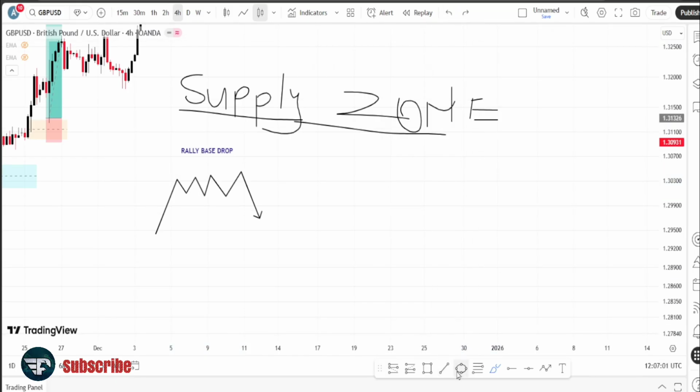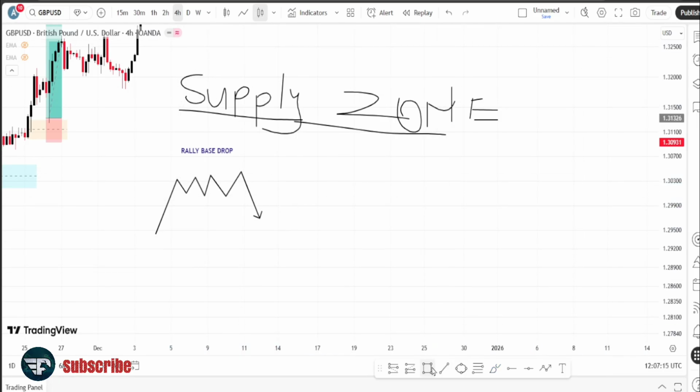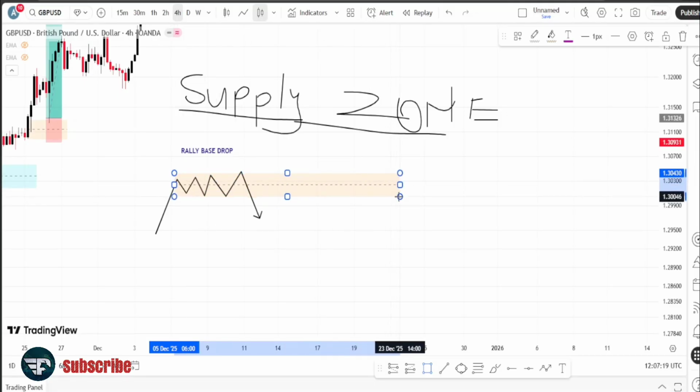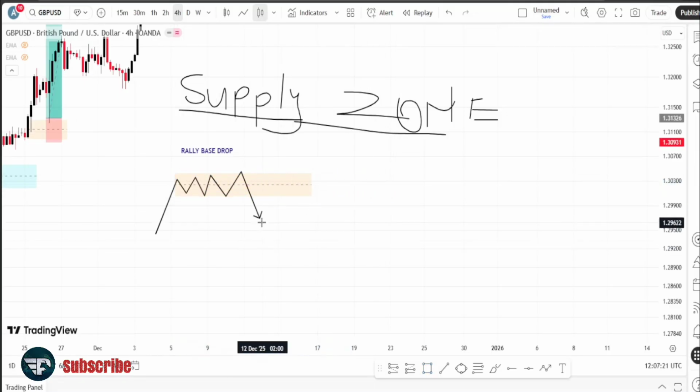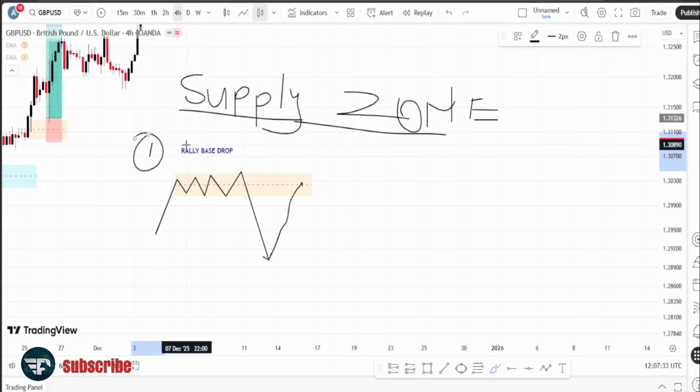So that's what we call rally base drop. That means price rallied from down here to the upside. There was a base here and there was a drop. So this whole zone here becomes our supply zone. We draw the zone there like this. In the near future, if price will trace back into the zone again, we are expecting to take a sell from there. So this is number one, that is rally base drop.